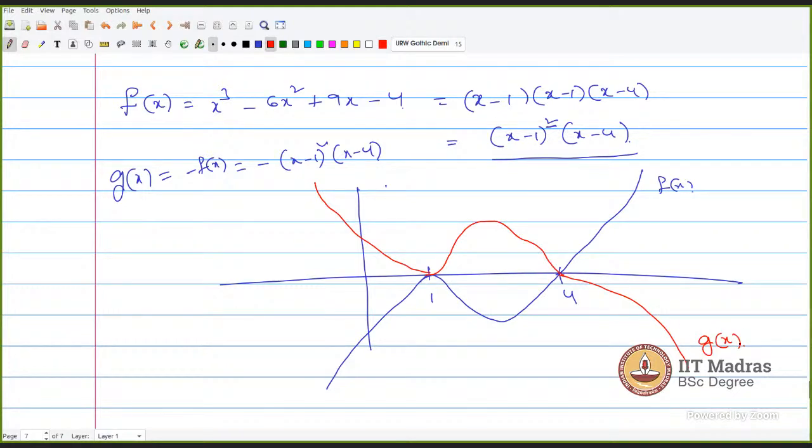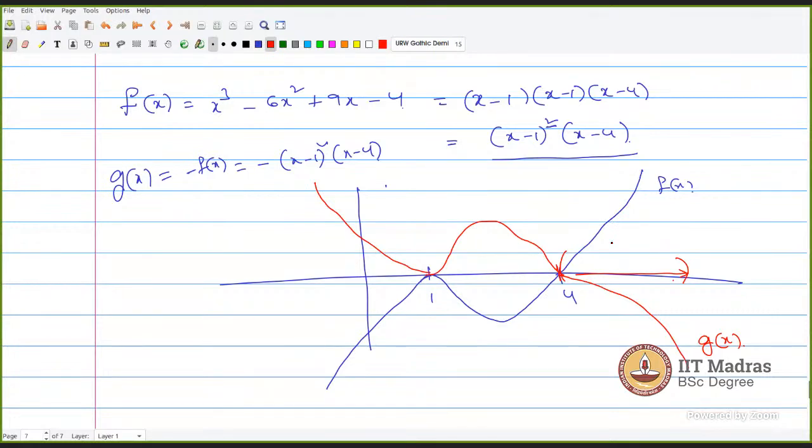Once you draw the graph, then go through the options. So f is strictly increasing in 4 to infinity. So this is 4 and to infinity. What happens in this particular interval? Is it increasing or decreasing? Increasing, sir. 4 to infinity is increasing. f of x is increasing.